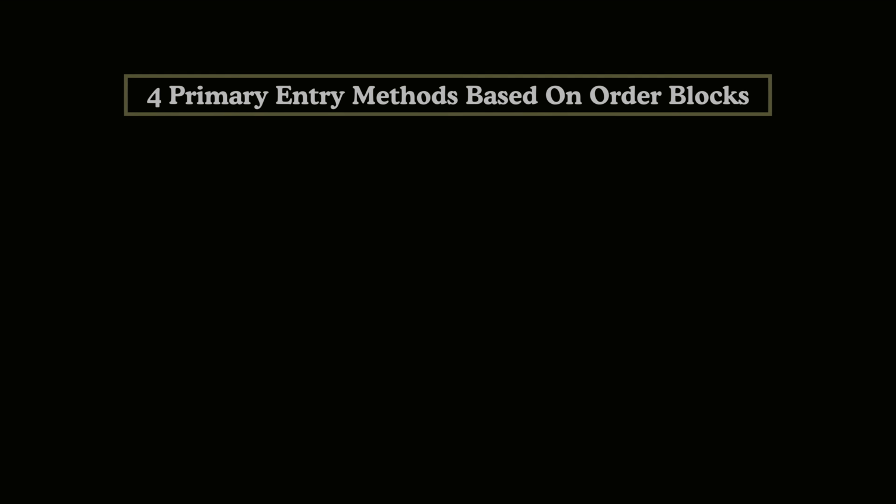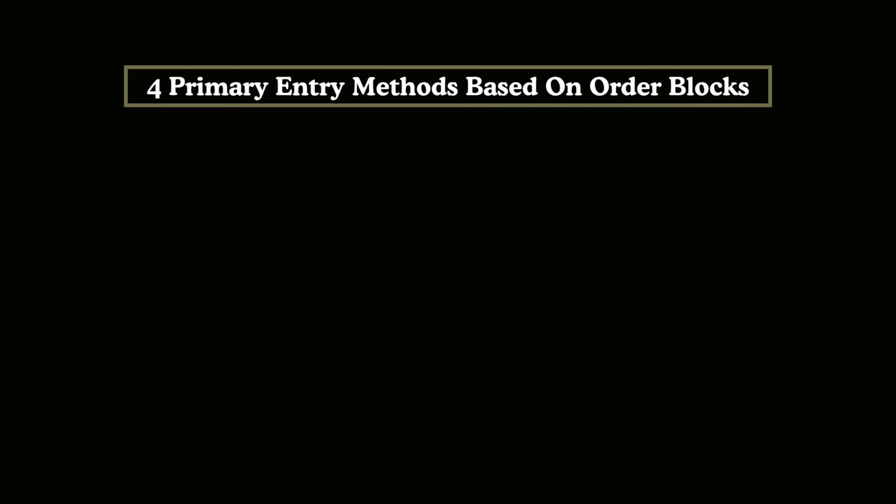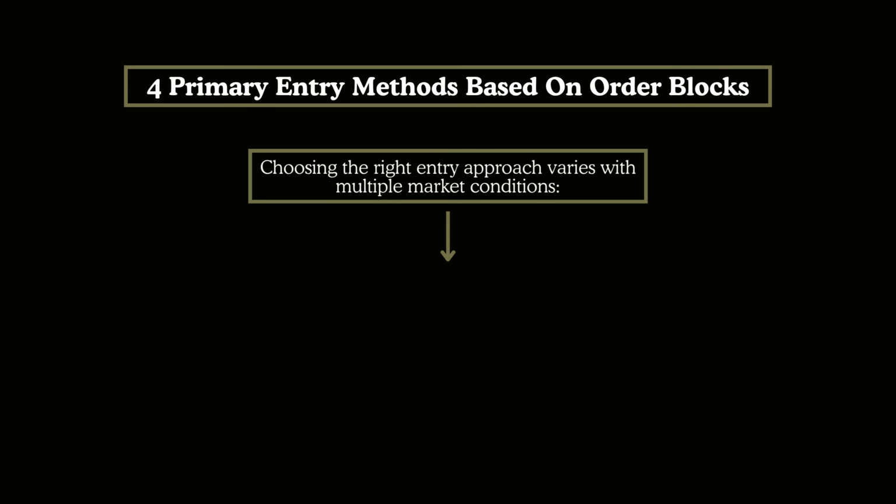There are 4 primary entry methods based on order blocks. Choosing the right entry approach varies with multiple market conditions, including 1. Price action dynamics, 2. Trading sessions, 3. Market volatility, and overall momentum. By evaluating these factors carefully, traders can determine which entry type is most appropriate for the scenario at hand. Implementing the right entry strategy not only increases the probability of a successful trade but also helps in managing risk and improving consistency in your trading results.